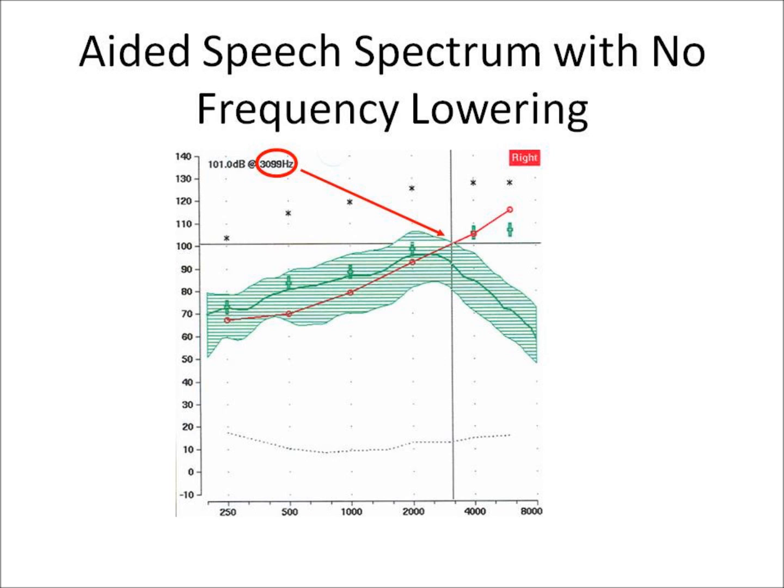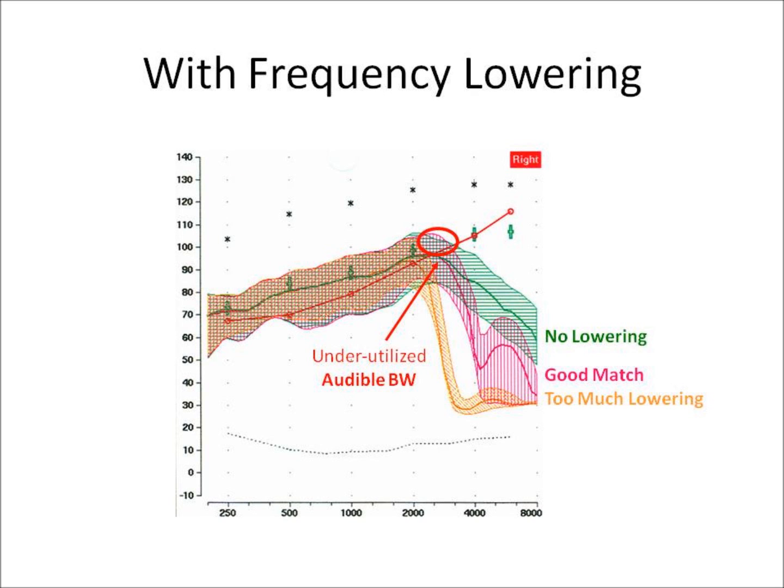The crosshairs indicate that we are capable of achieving audibility out to around 3100 Hz. A reasonable expectation is that we can achieve the same level of audibility after frequency lowering. Here's the same hearing aid with frequency lowering activated with two different settings. The green is with no frequency lowering and is the same as the previous slide. The pink indicates a good match between the audible spectra before and after frequency lowering.